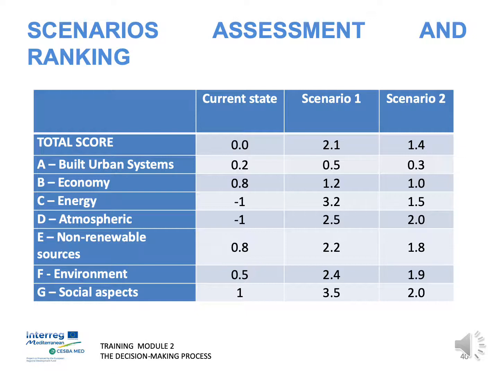As an example, here we see how the SESBAMET tools can be used to compare at different levels. Here we see the different levels which we have already discussed and gone through in training module 1, in which the current state of the urban system is analyzed and two possible scenarios are compared by means of this tool.